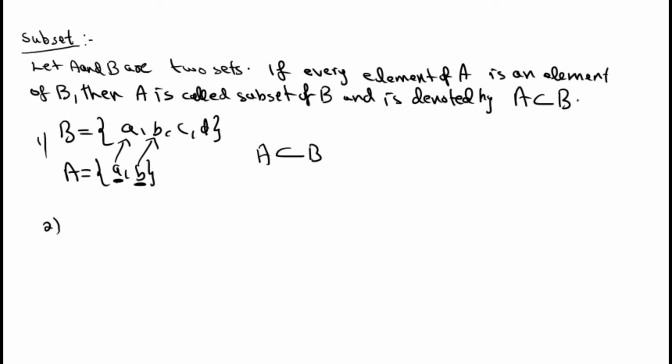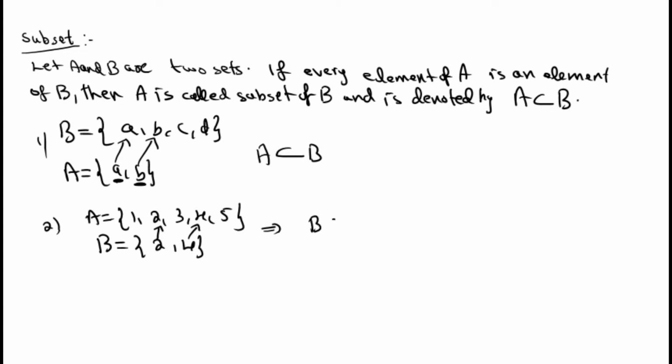Or suppose set A is equal to {1, 2, 3, 4, 5}, and set B is equal to, I am taking it as {2, 4}. Now see the elements of B. 2 is in set A, 4 is also in set A, right? So you can say that every element of B is an element of A. In this case, you can say that B is a subset of A. Okay. If every element of set A is in set B, then we call it A is a subset of B. Or if every element of B is in A, then we call B a subset of A.